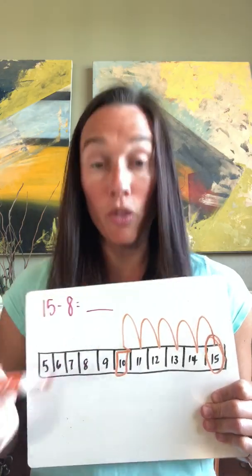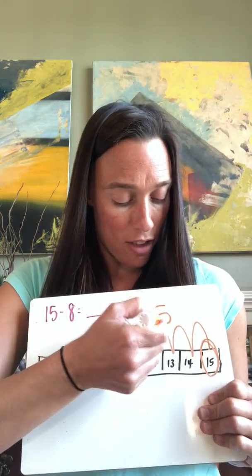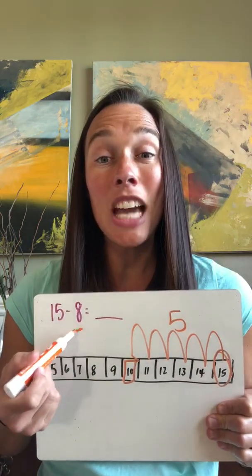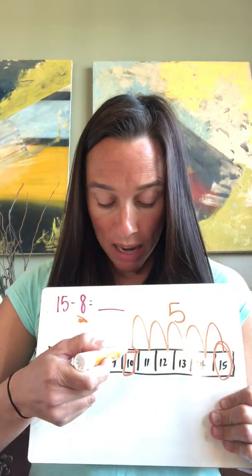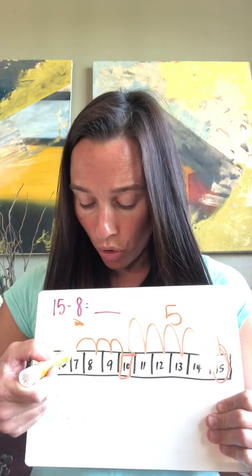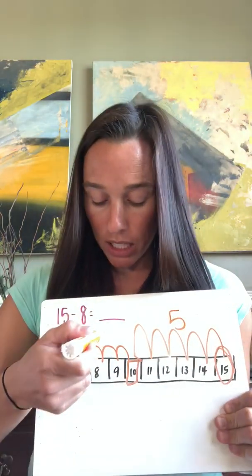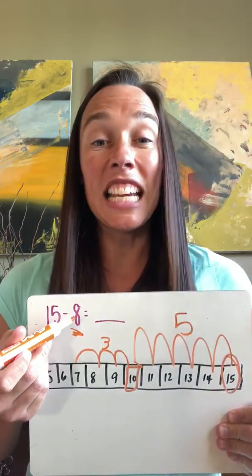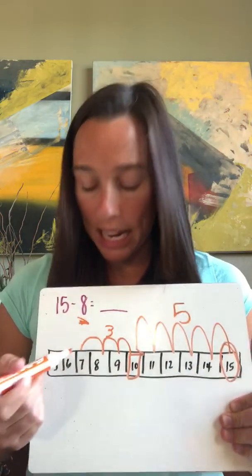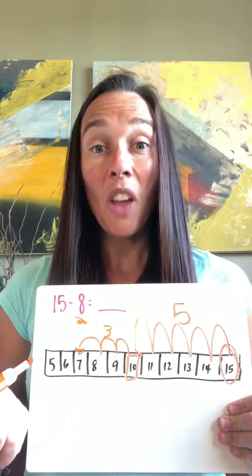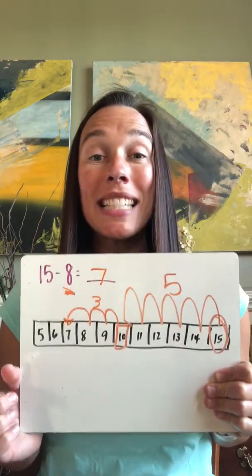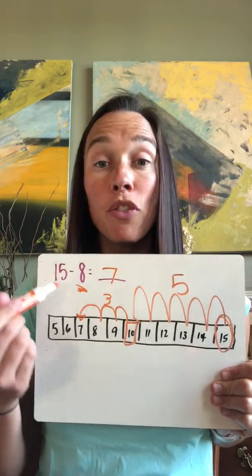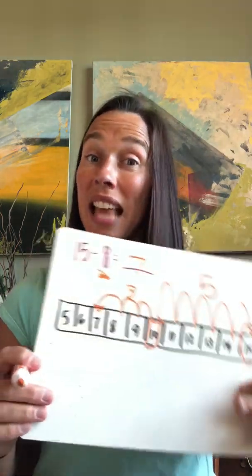So now I'm at 10, right? So this was 5. But I need to go 8. So 5 plus how many more bounces? 1, 2, 3. 5 plus 3 is going to give me 8. So where did I land? On 7. That's exactly right. I landed on 7. So my answer to 15 minus 8 is 7.